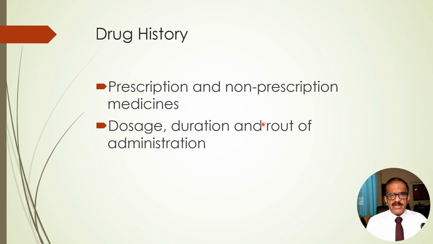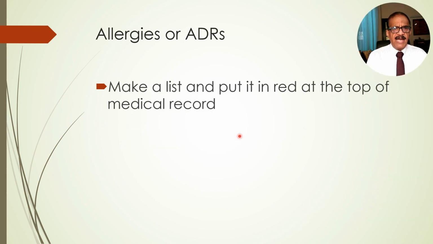Drug history: prescription and non-prescription medicine should all be noted down, and dosage, duration and route of administration should be noted down. And I think allergies and adverse drug reactions, make a list and put it in red at the top of the medical record or in the chart, so that you don't accidentally prescribe something which is the same or similar, so the patient would develop a drug reaction again.